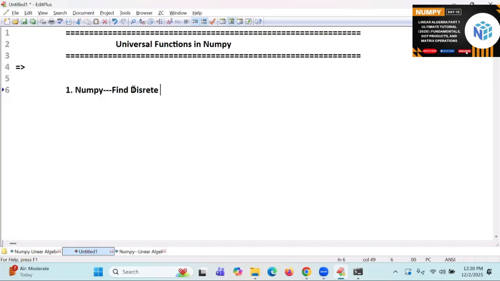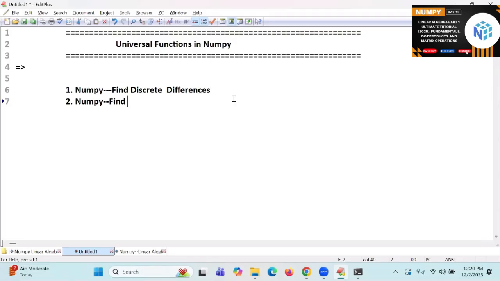Discrete differences. I'm going to take it. First one, second one, I'm going to find discrete differences. Next, what do you mean by discrete differences? I will explain. Next, NumPy. With this, I can say NumPy is over. But if you go into detail, our notes are an answer for everything.